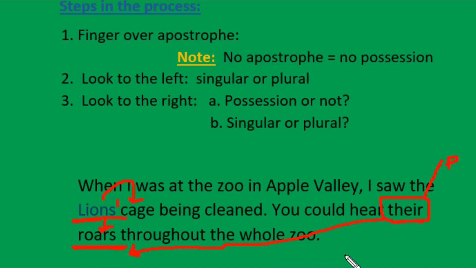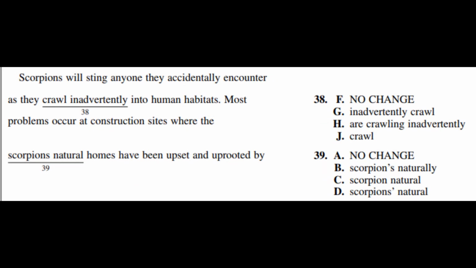A couple other words that you may see are clues like "that lion," which would suggest singular. "Those lions" would be plural. Or if you see the word "it," it would suggest singular. Let's take a look at problem number 39.